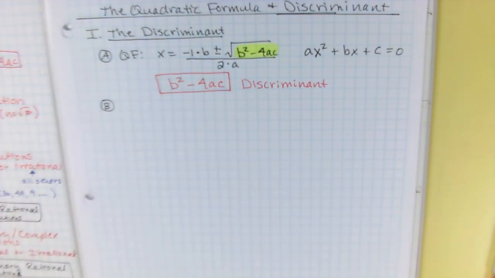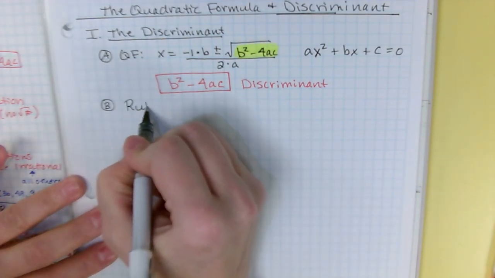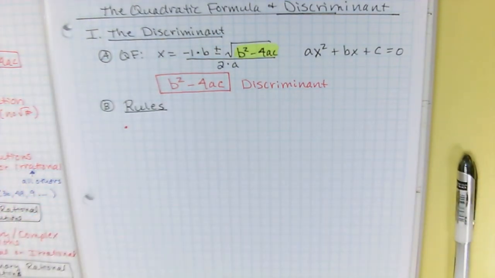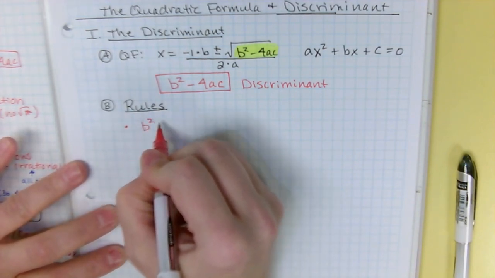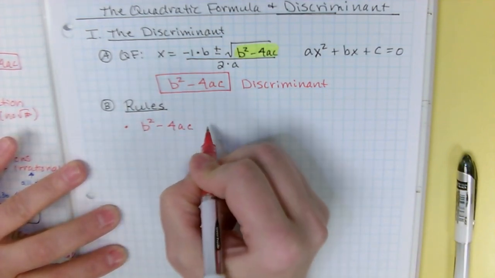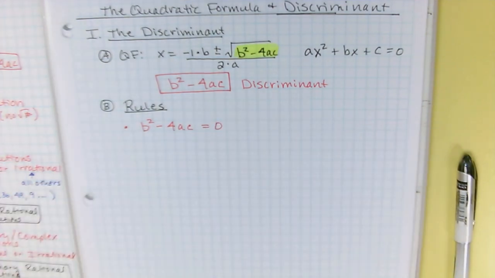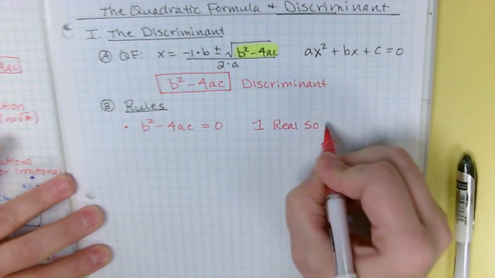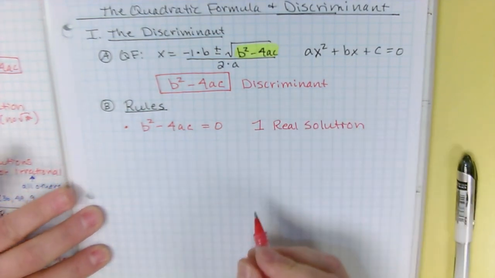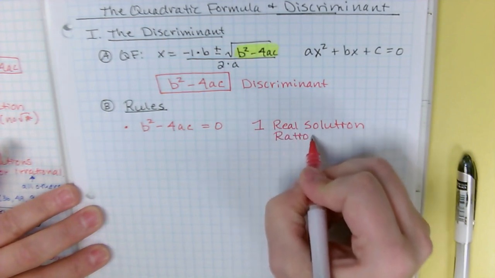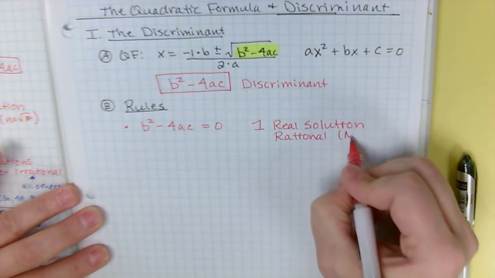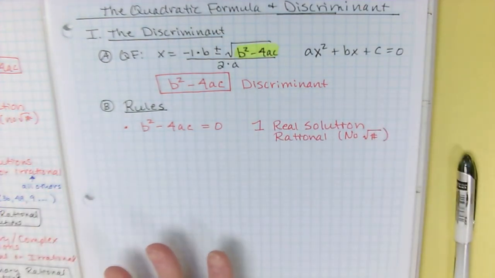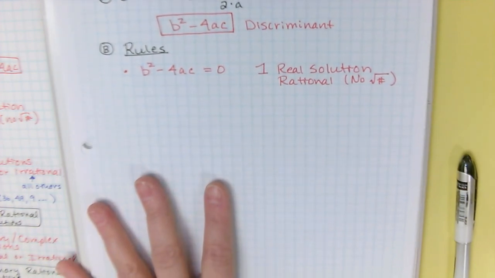All right, so part B, what are the rules? What does it tell us? Okay, so first up, if the discriminant b squared minus 4ac equals exactly 0, it means you're going to have one real solution. Your solution will be rational, which means there will be no square root with a number under it. You should get one real solution and it will be rational.